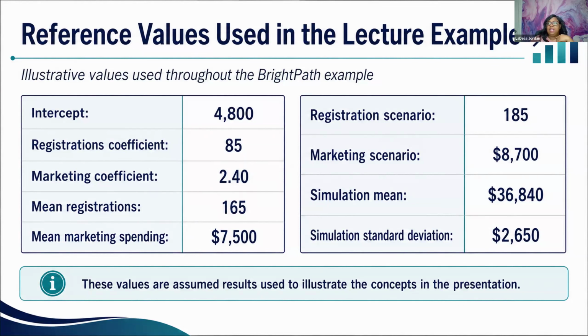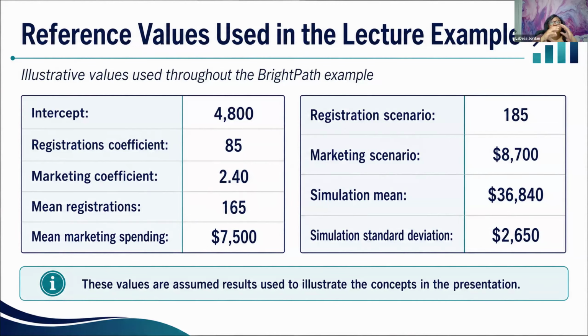Now, the simulation mean of $36,840 represents the average predicted revenue across simulation trials. This is when we're working with the Monte Carlo. The simulation standard deviation of $2,650 describes how widely those predicted values vary around the average. Together, all these values support the baseline calculation, the scenario comparison, and interpretation of uncertainty.